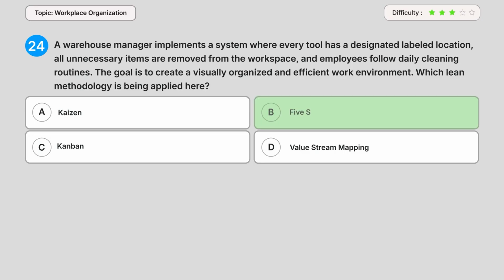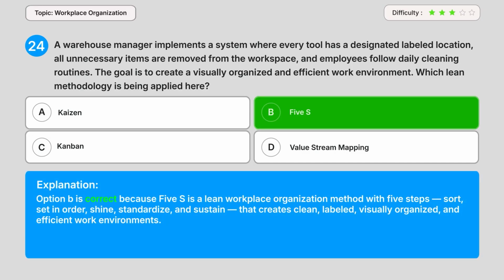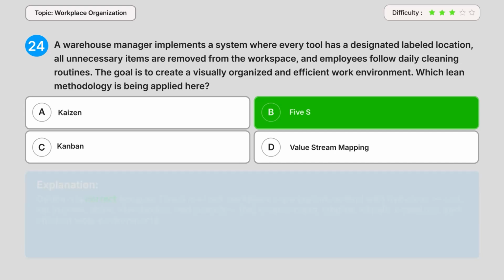Correct answer, B. 5S. Explanation. Option B is correct because 5S is a lean workplace organisation method with 5 steps: sort, set in order, shine, standardise and sustain, that creates clean, labelled, visually organised and efficient work environments.